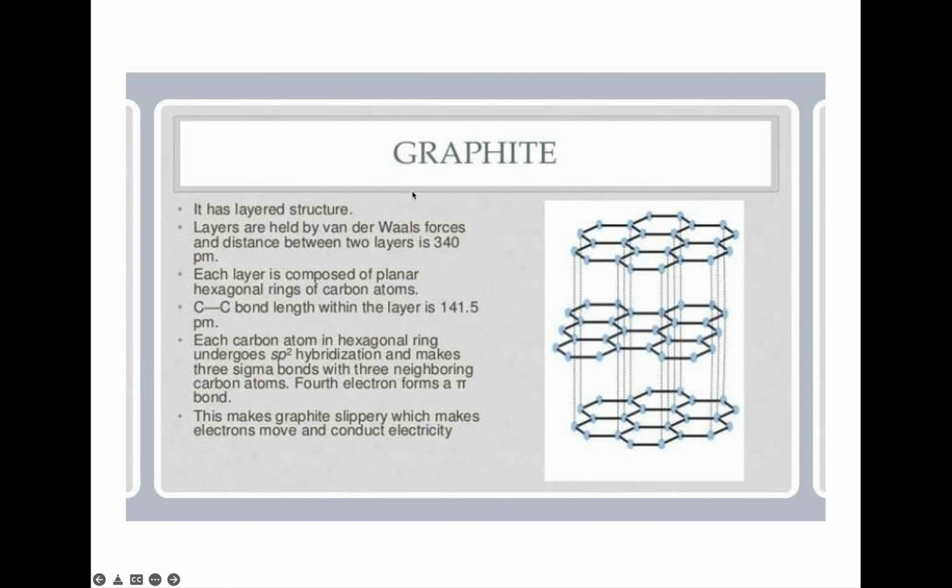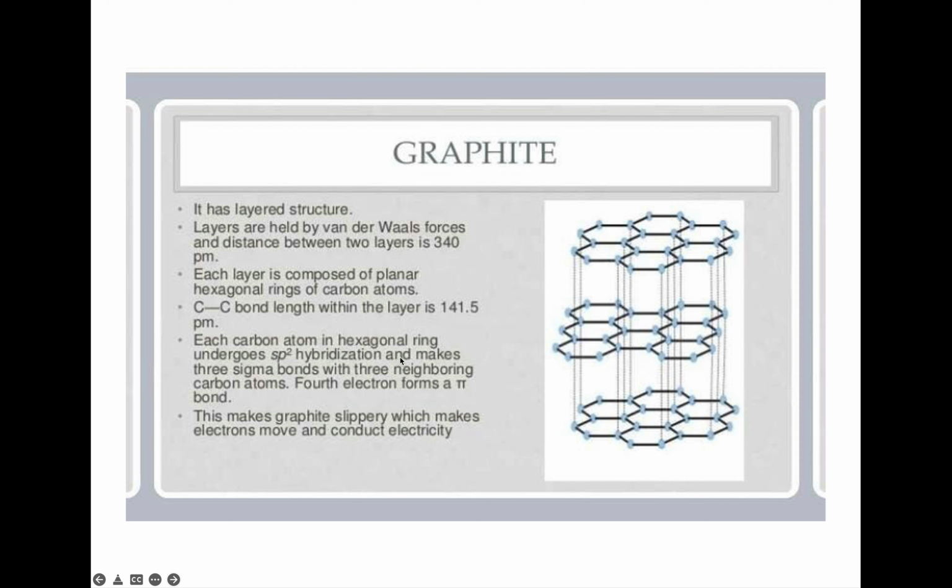Next, see here you can see graphite, and you know both diamond and graphite are two different allotropes of the same element carbon. Graphite has a layered structure like this, and these layers are held by van der Waals force, and the distance between two layers is 340 pm, and each layer is made of planar hexagonal, 6-sided rings of carbon atoms, and the C-C bond length here is 141.5 pm. Remember the values here because maybe it can come for your exam.